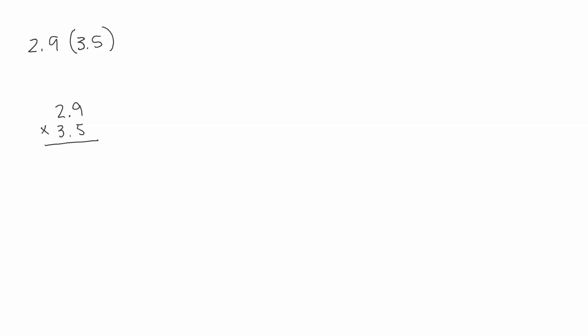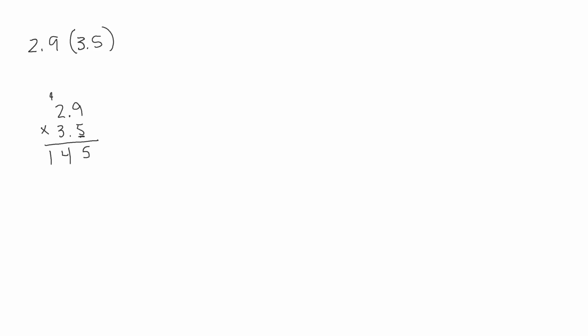So we start with the 5. We're going to get our first partial product. We multiply the 9 and the 2 by 5. So 5 times 9 is 45. I keep a 5. I carry a 4. And then I take 5 times 2 and I get 10. And then I add the 4.